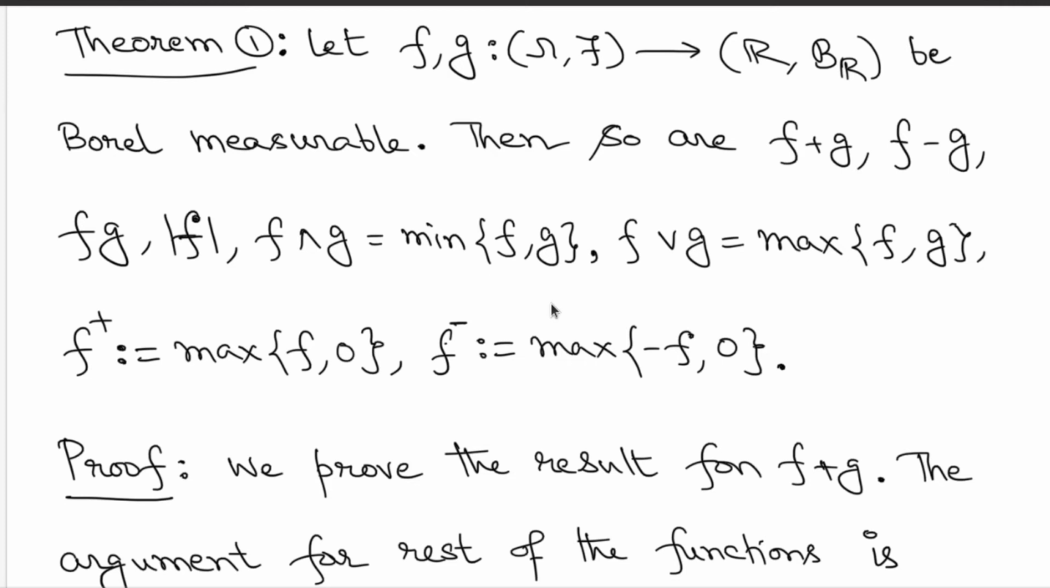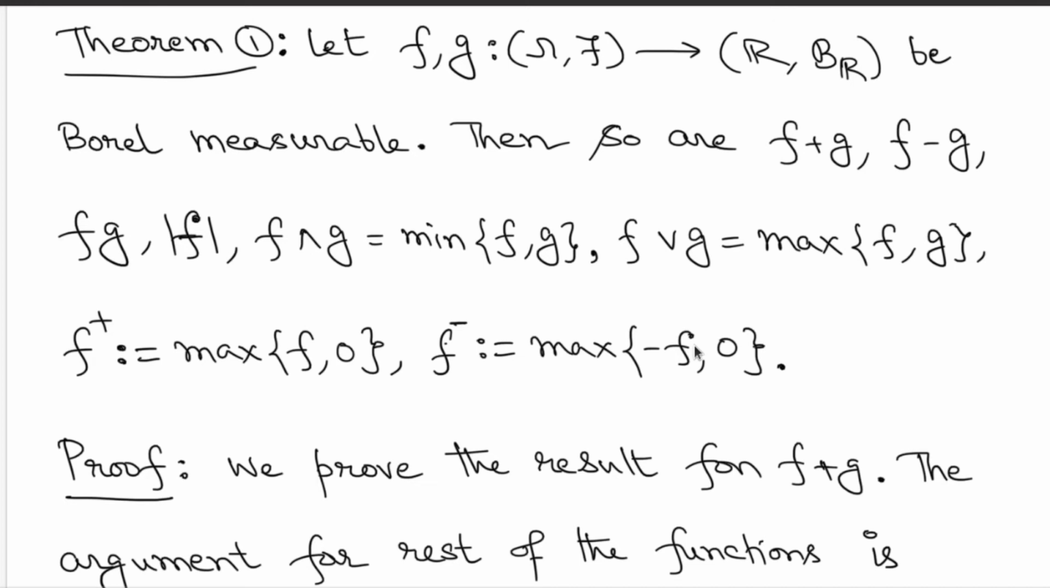In particular, recall that constant functions are always measurable. If you take g to be the identically 0 function, then you can look at maximum of f and 0 and maximum of minus f and 0. Just a quick note that minus 1 is also a constant function, and it's also Borel measurable. So now we can talk about the product of f with the constant function minus 1, which will give you the function minus f.